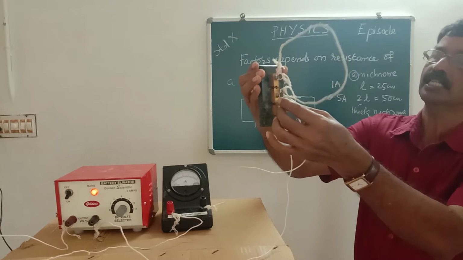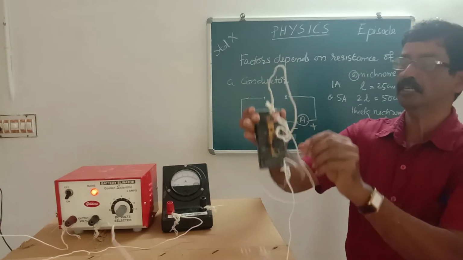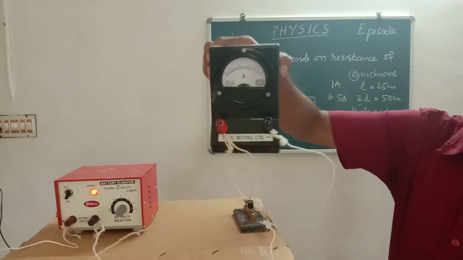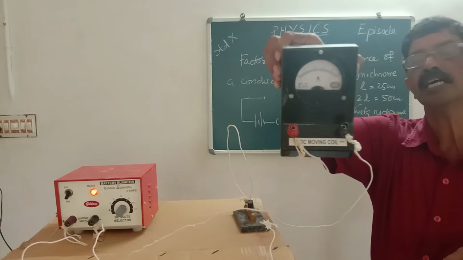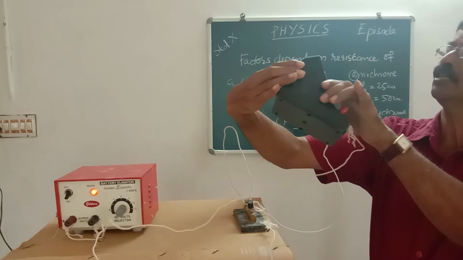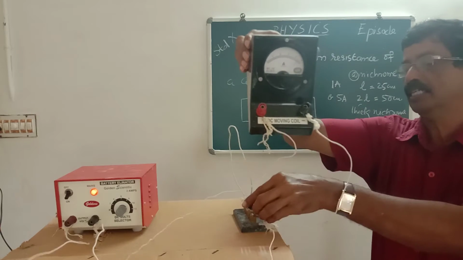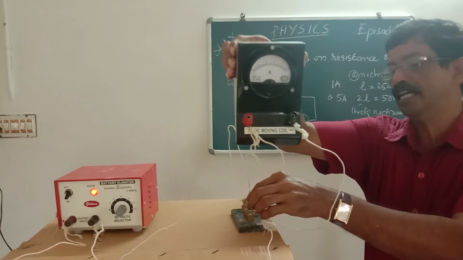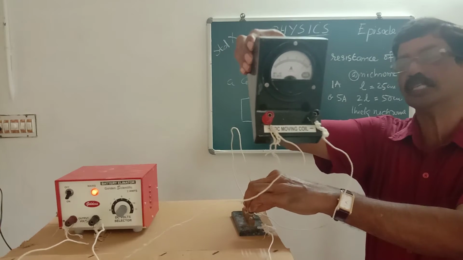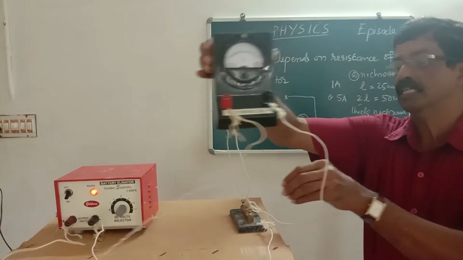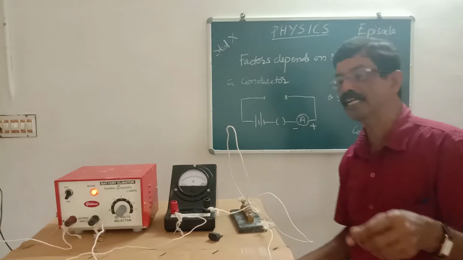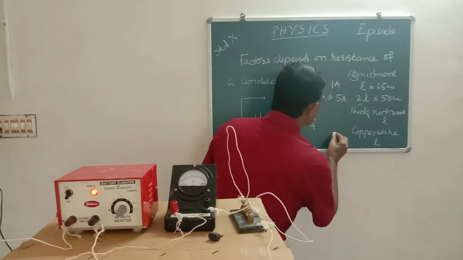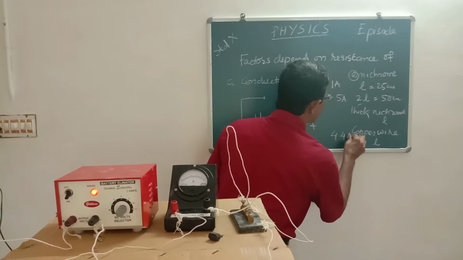See. When I switch on, see the current in the ammeter. You can see the current in the ammeter. How much is it? It is nearly 4.4 ampere. If I remove this switch, see, the current is 0. When I switch on, see, the current is 4.4 ampere. From this you can understand that when we use a copper wire, the current is 4.4 ampere.